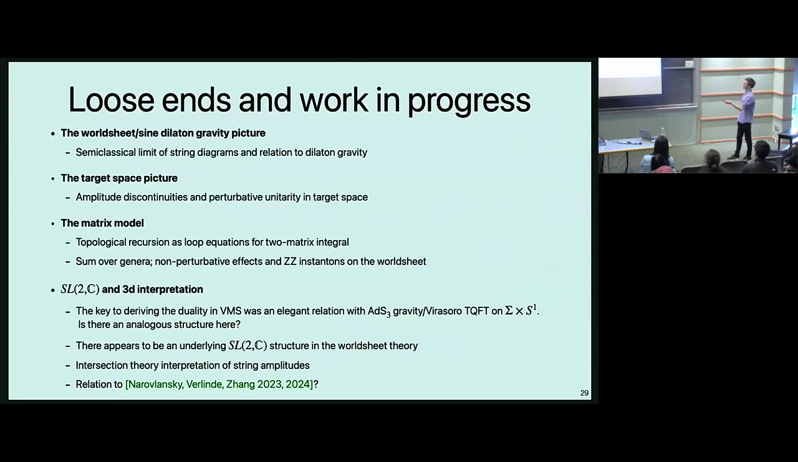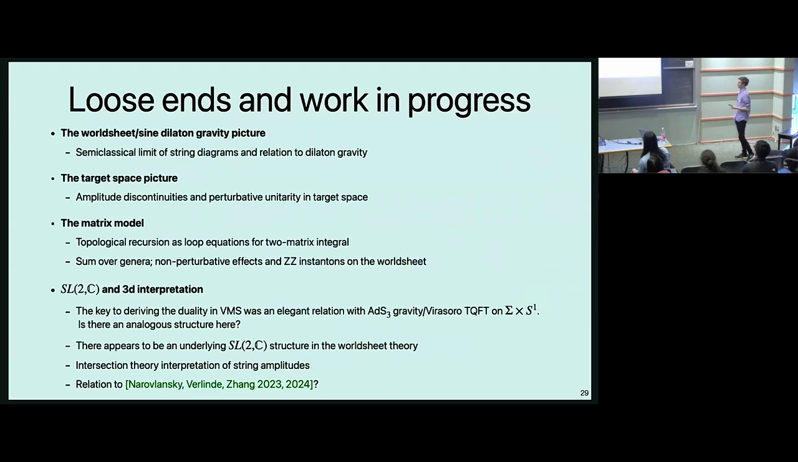I think there's an interesting target space picture for this theory. We don't understand it very well, and it's likely to be conceptually quite different from the Virasoro minimal string. In particular, I think there's hope that you can interpret the discontinuities of the amplitudes as expressing perturbative unitarity in some target space theory. So we factorize the theory on some set of on-shell states. Now, the matrix model itself also deserves to be better understood. We want to recast the topological recursion as the loop equations for this two-matrix integral.